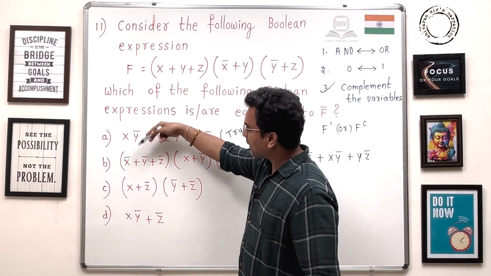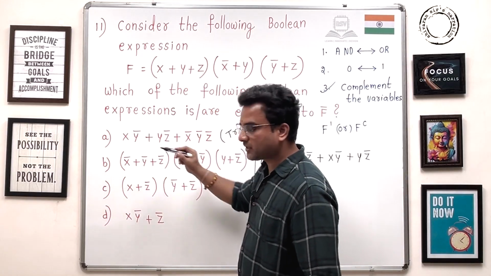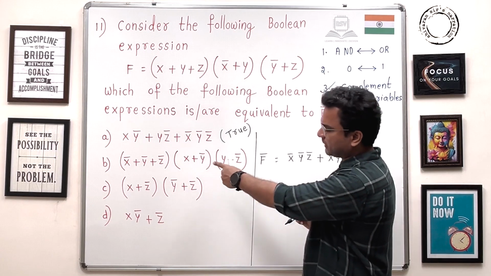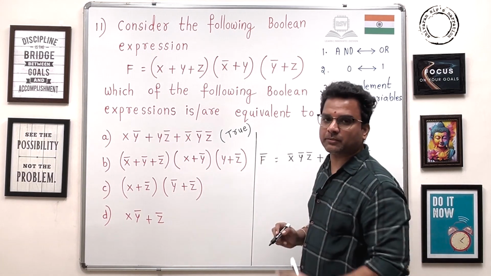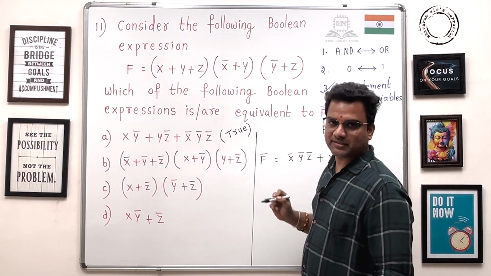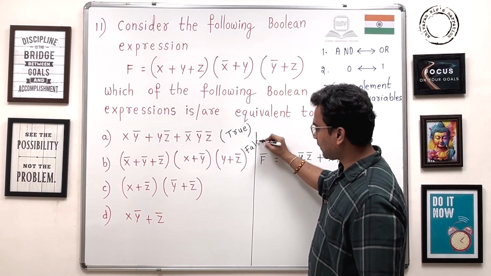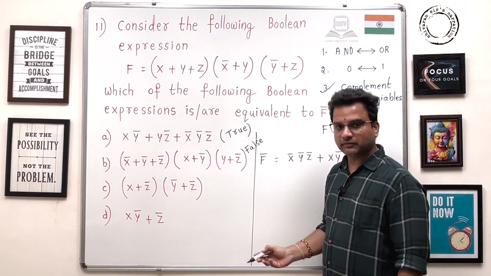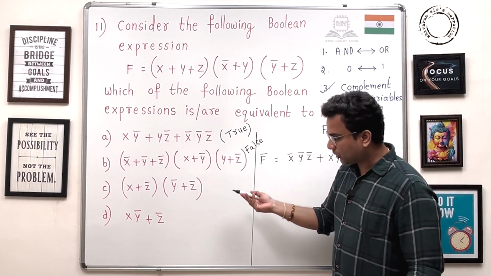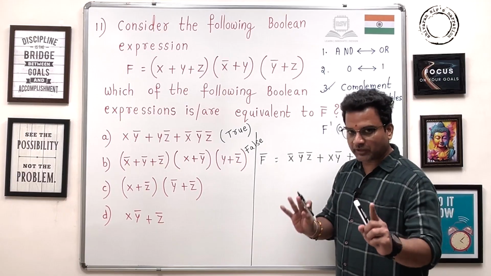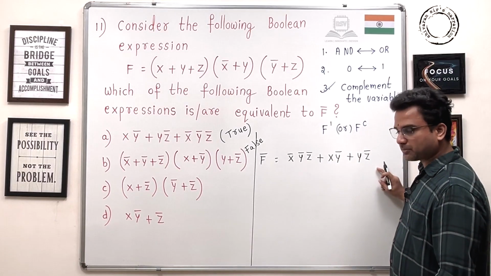Similarly, you take the second one. Here x bar is complemented, but the plus is as it is there. Hence, even if you check the remaining maxterms also, the plus is as it is. Hence this is false. Now you take the third one, the C: x plus z bar into y bar plus z bar. Now guys, you take this given expression.